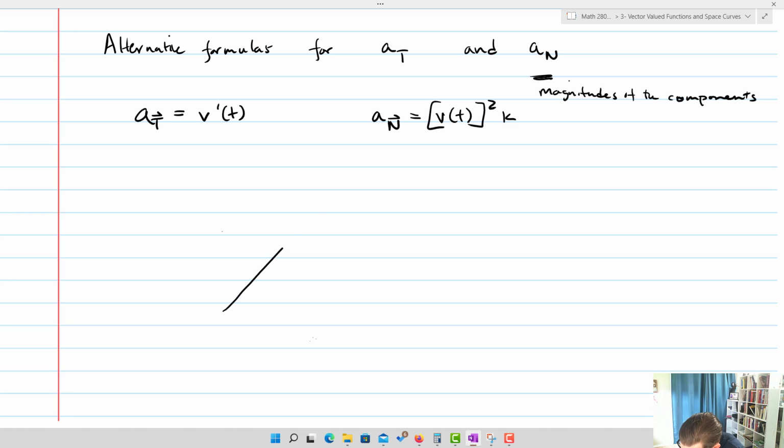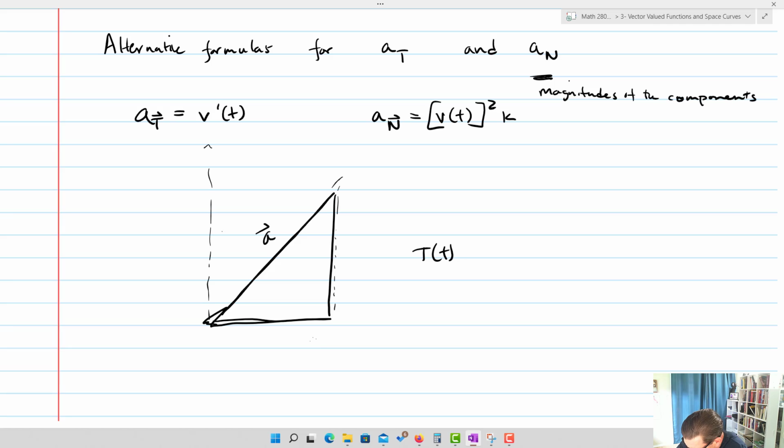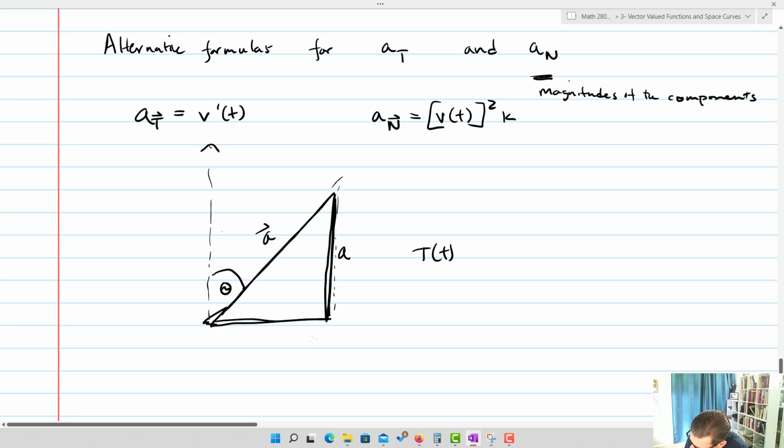So now I'm going to draw my acceleration vector again. On the one hand, I've got something that's moving in the direction of the tangent vector, T of t. Remember that? And so T of t here is running parallel, and right here, this is theta. That's the angle between a and T. So the magnitude of this line right here is going to be the magnitude of a times cosine theta.